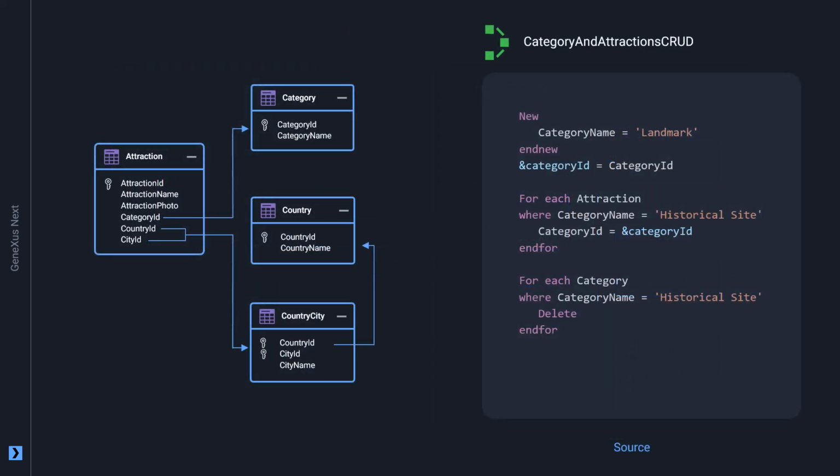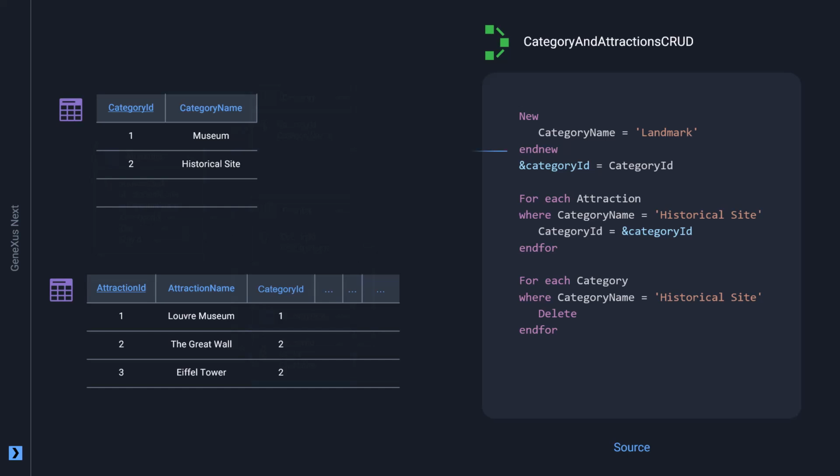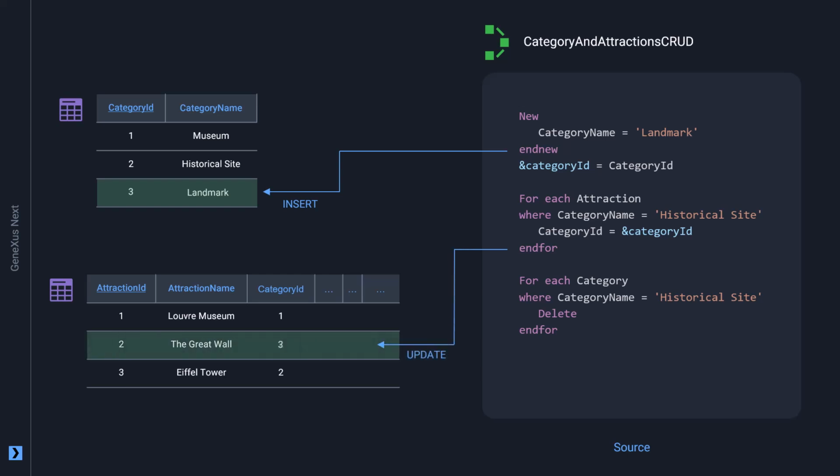An implicit commit command will be automatically added at the end of all the code. Let's think about this procedure example. We create the category landmark. Update the category of all attractions that had the name historical site to the new one, landmark. And finally, delete the historical site category. So, we are inserting a record in the category table, updating several in the attraction table, and deleting another one from the category table.